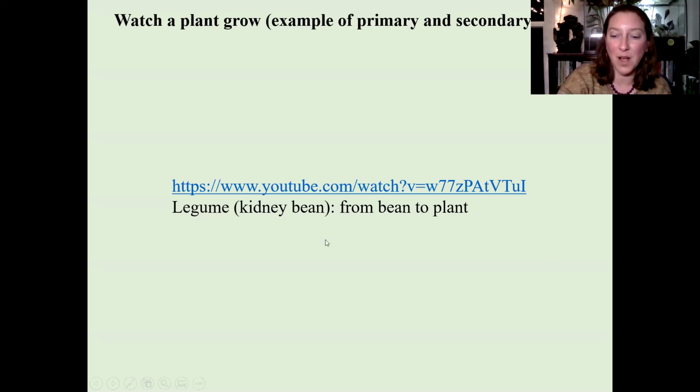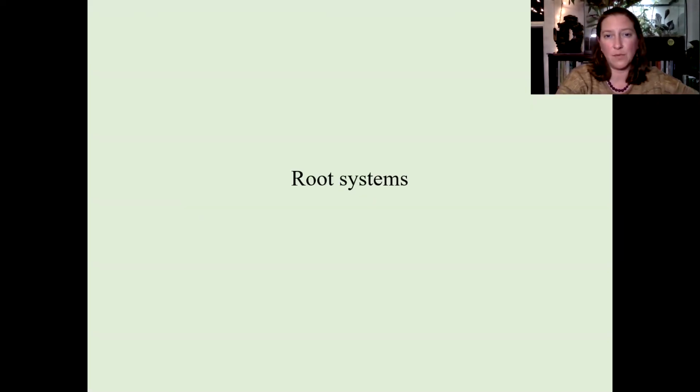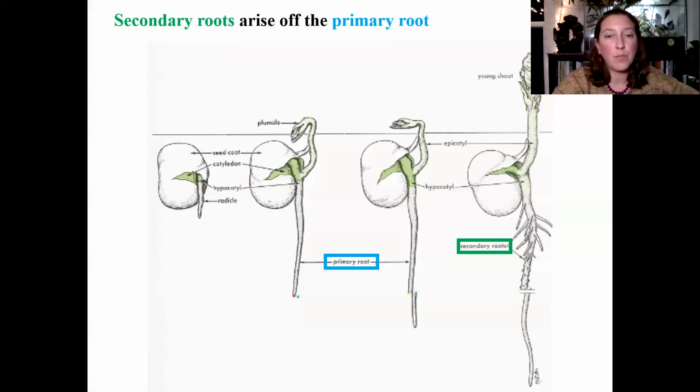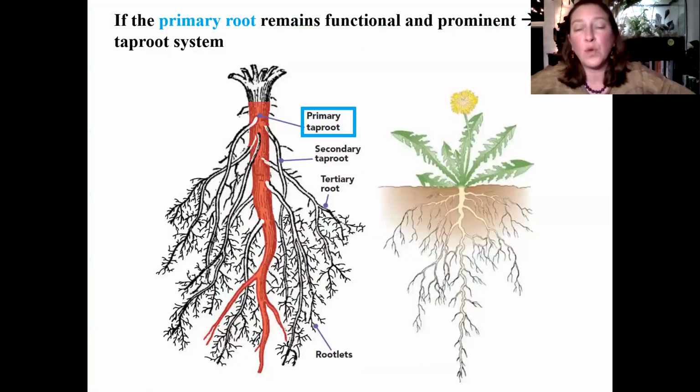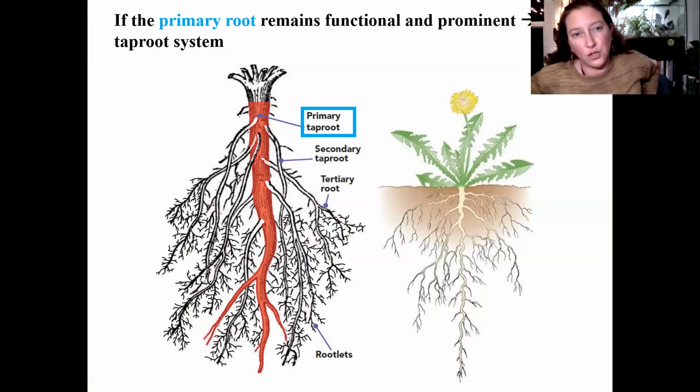All right. So we just watched that. You guys can watch the rest of that. That primary root, because this is about root systems, right? Root systems. If the primary root remains functional and prominent, then that plant has what we call a taproot system, because the primary root remains functional and prominent.